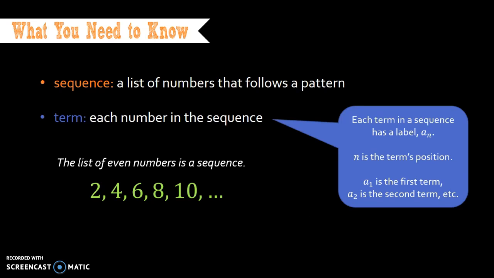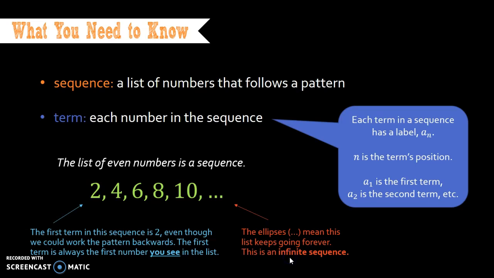We can look at a specific sequence of numbers, such as the list of even numbers, 2, 4, 6, 8, 10, dot, dot, dot. That ellipses, or the dot, dot, dot, just indicates that our list keeps going forever. That means this is an infinite sequence because it will go on infinitely.